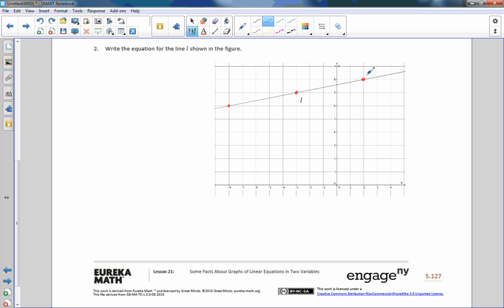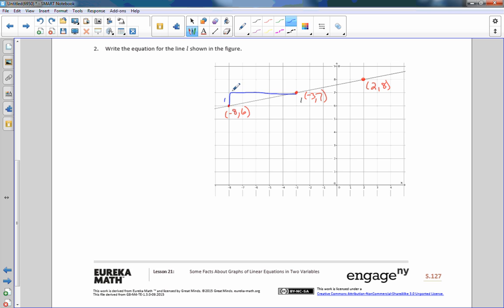So this is the point 2,8, and this is the point negative 3,7. So either way, it doesn't matter. And this is the point negative 8,6. Okay, so I'm going to find the slope this way. Since it's a graph, it's much easier to do it this way.